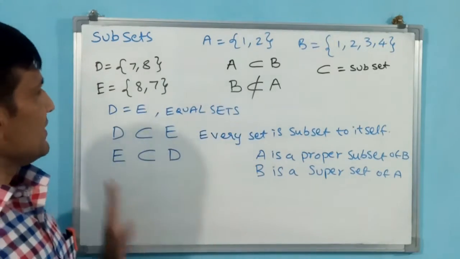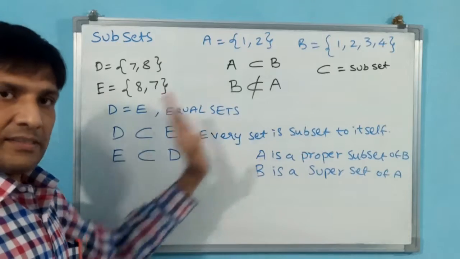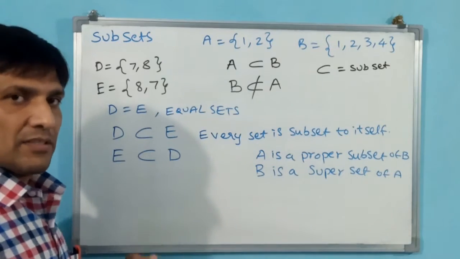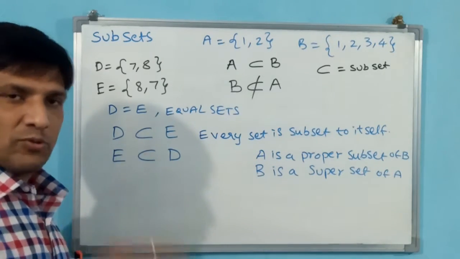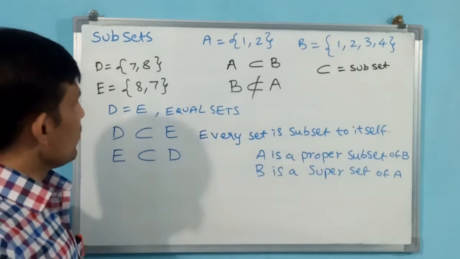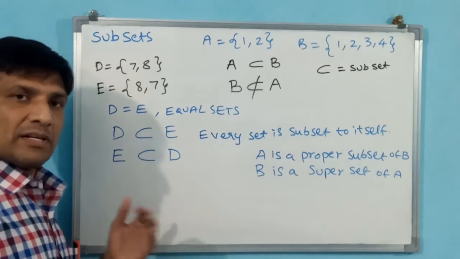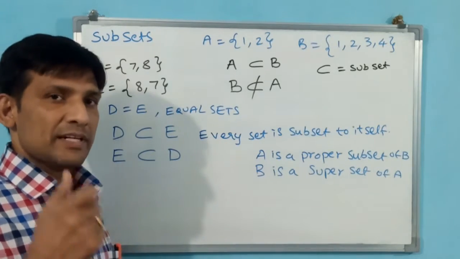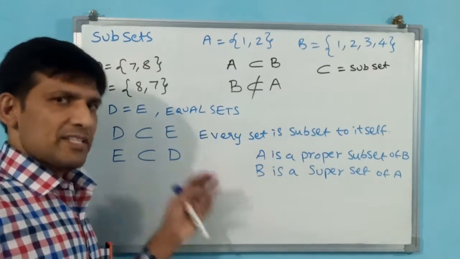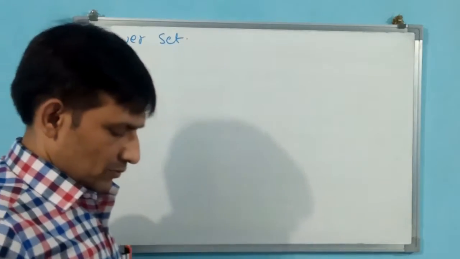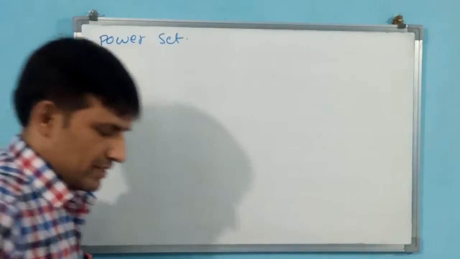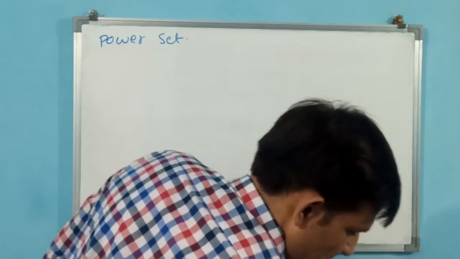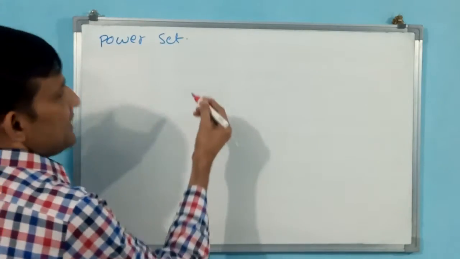Now we came to know that every set has some subsets. Every set is a subset of itself. Then we go for another concept that is called power set. What is a power set we will see. Now this is power set. How are we going to represent the power set? Let us see.